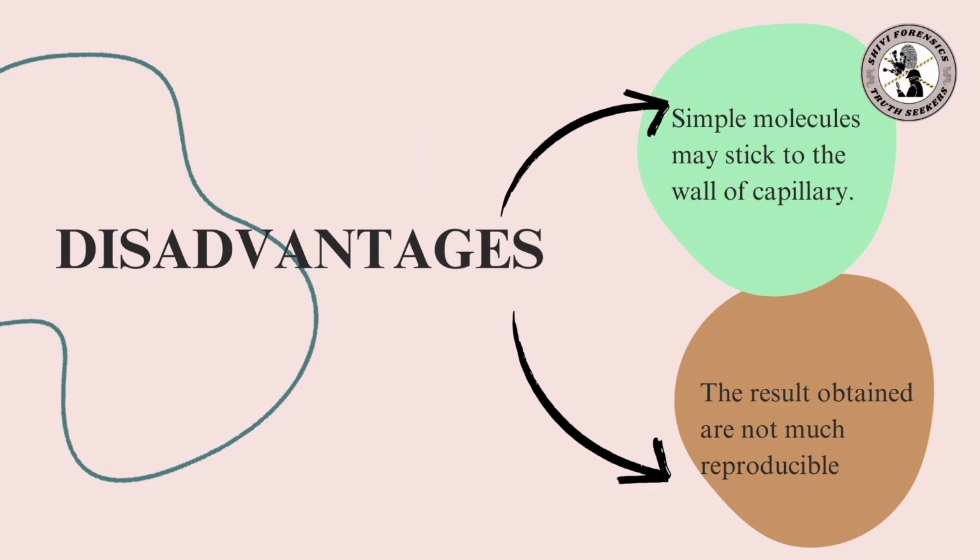Disadvantages are that simple molecules may get stuck to the wall. Simple molecules are like water, small gases, and certain ions like sodium, potassium, calcium, chloride. They can get stuck to the wall and do not get separated. Second, the results obtained are not very reproducible.